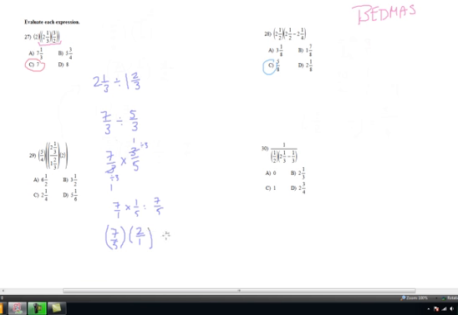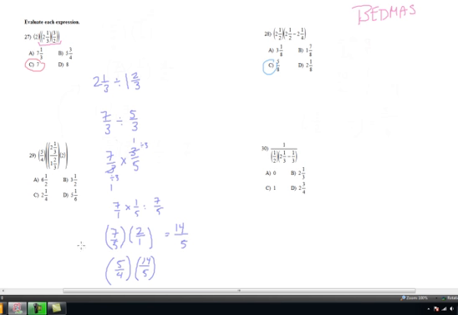7 times by 2, that's going to give me 14. 5 times by 1, that's going to give me 5. So all of this guy worked out to 14 over 5. So I'm going to just write here 14 over 5, and it is multiplied by 5 over 4.